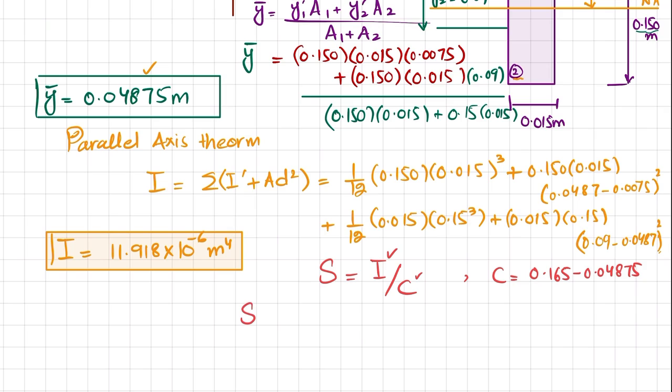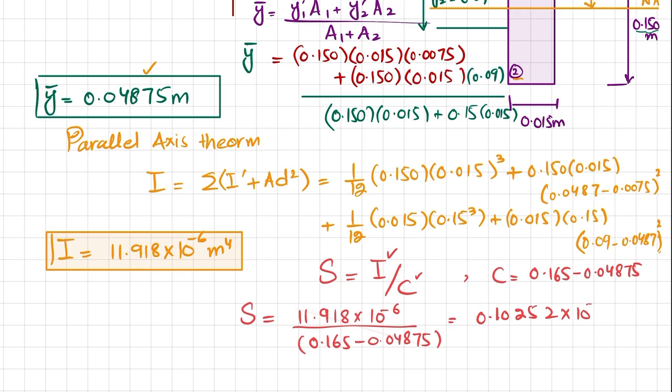0.04875. So you can just put it over here, section modulus is equal to I, which is 11.918 into 10 raised to power minus 6, divided by C, which is 0.165 minus 0.04875. So when you calculate it, it will be 0.10252 into 10 raised to power minus 3 cubic meter.